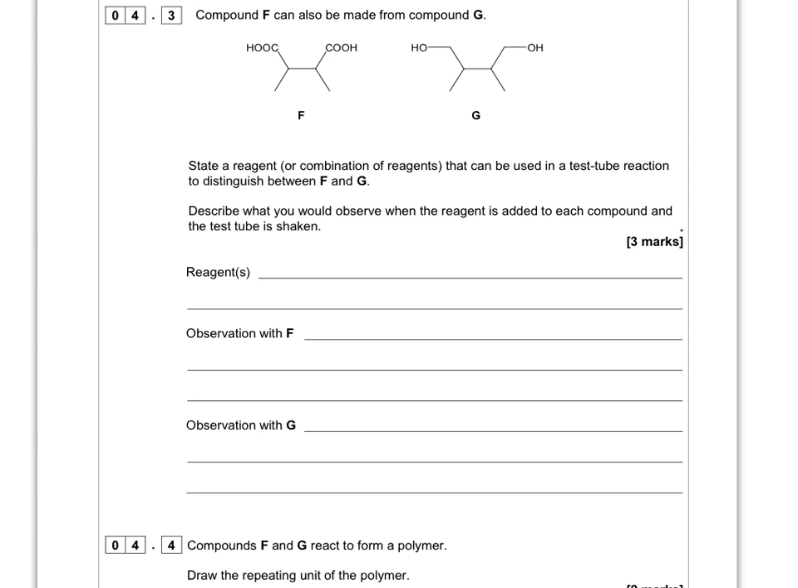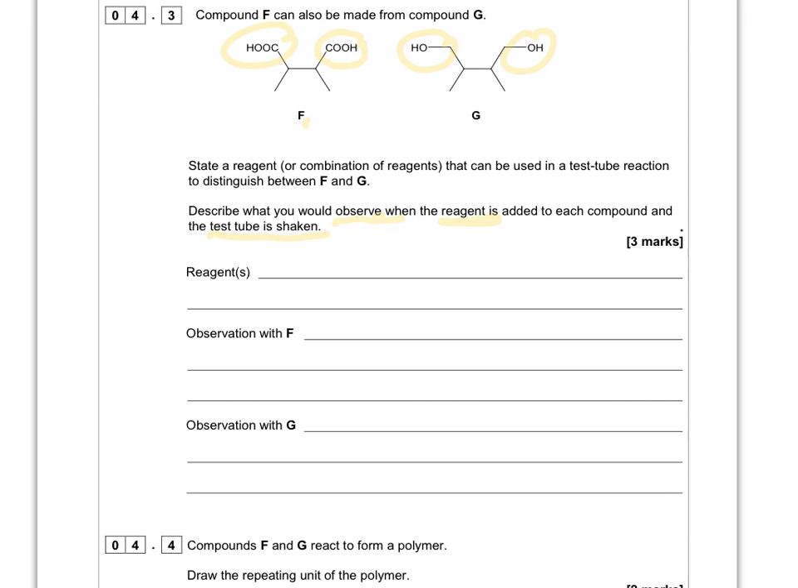When you were looking and revising for your AS paper as well, you had to know simple tests for organic molecules. And straight away, you can see that this one here is a carboxylic acid and this one here is an alcohol. And therefore, there's a variety of reagents that you should be aware of to distinguish between these 2 molecules. So what would you observe? What is the reagent? What would you observe when it's added to each compound and the test tube is shaken?